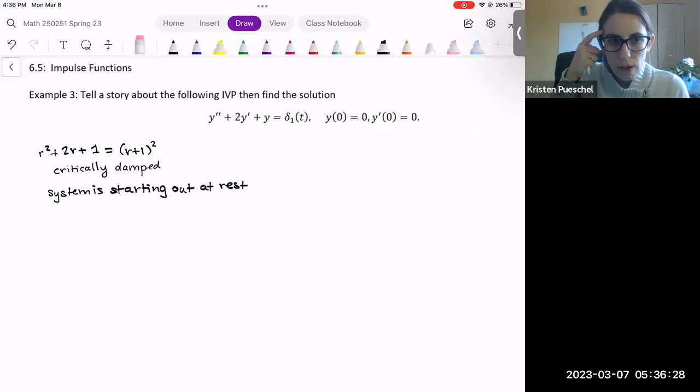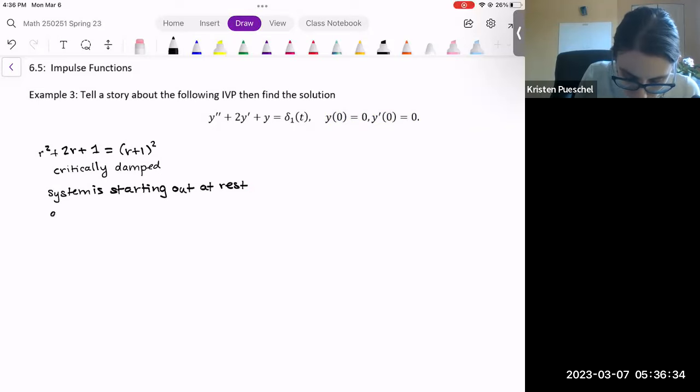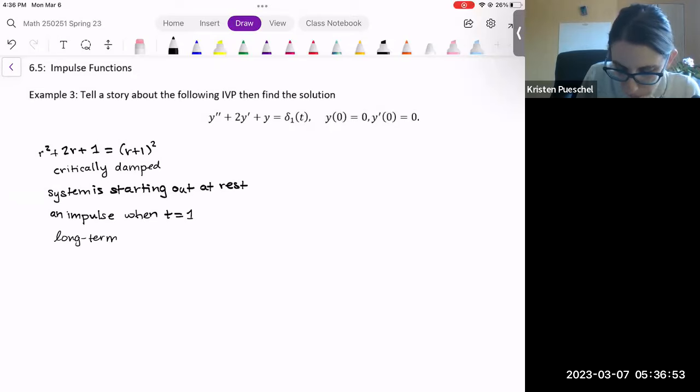So what I'd like you to think about is sort of like long term, what is going to happen? There's an impulse at time 1. To make a prediction.